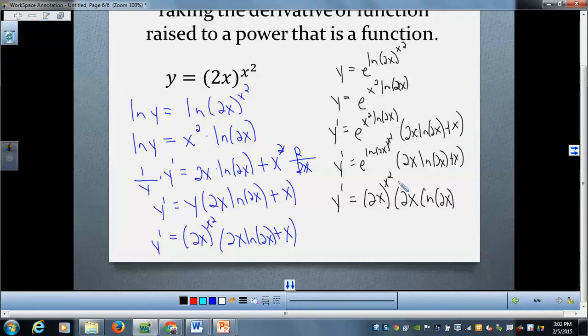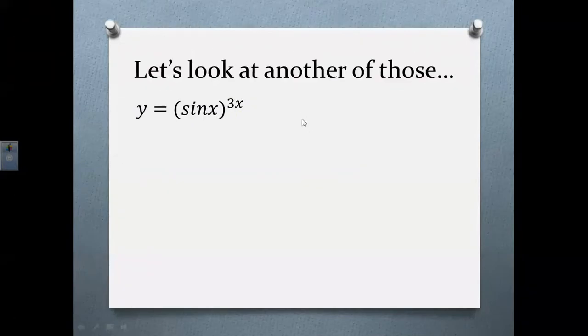plus x. That's really bad. Let me erase that. 2x natural log of 2x plus x. There we go. So you can see that we get the same answer. Once again, it's your preference which way you would like. If you want to be consistent and just keep doing logarithmic differentiation for all of these, that would be perfectly fine.